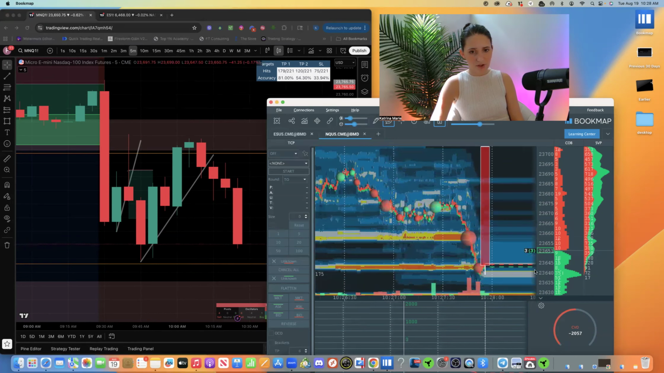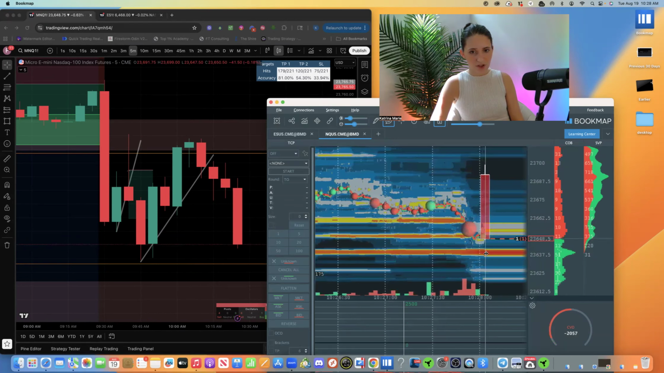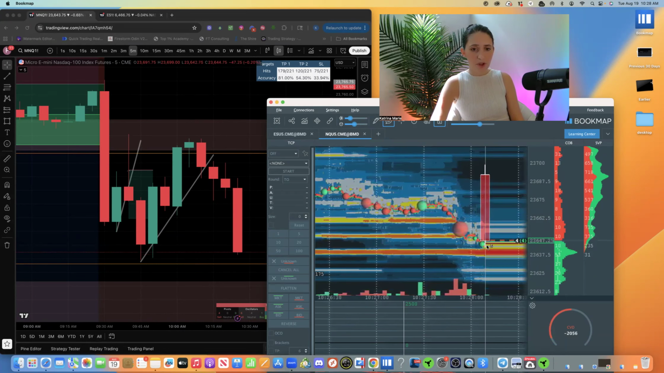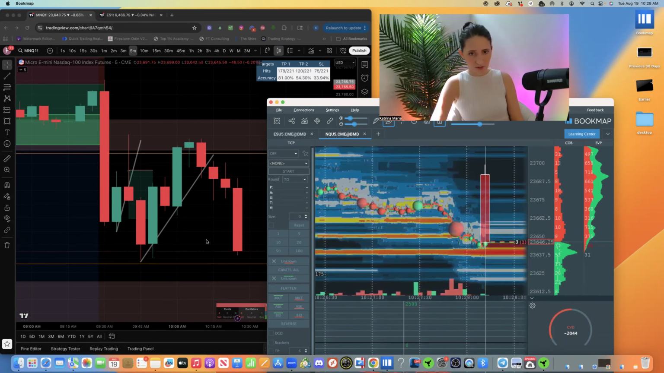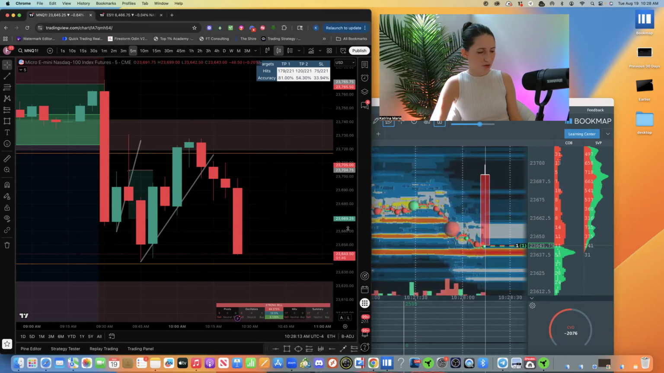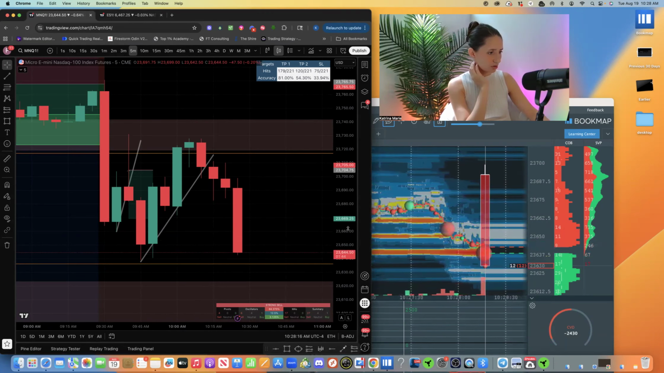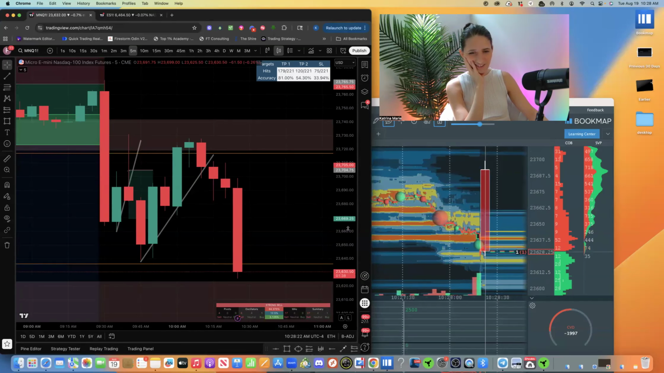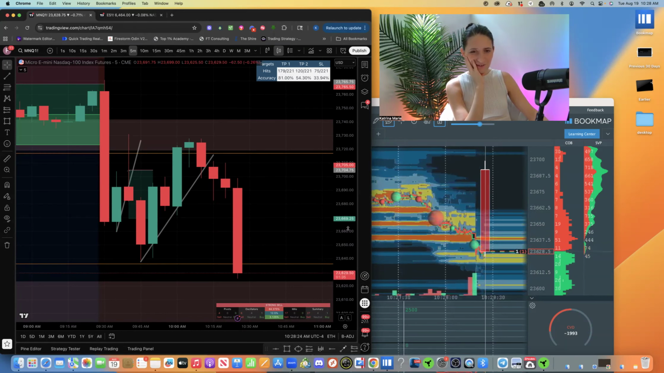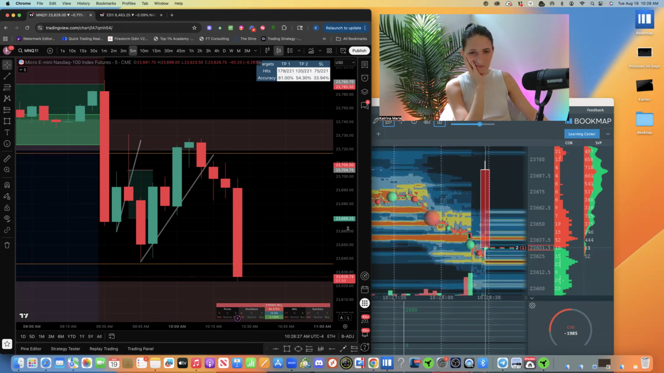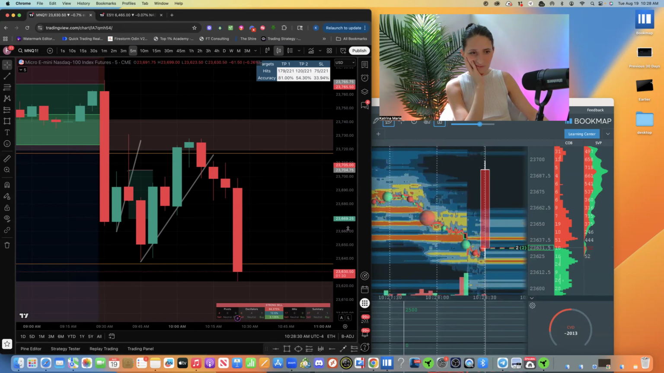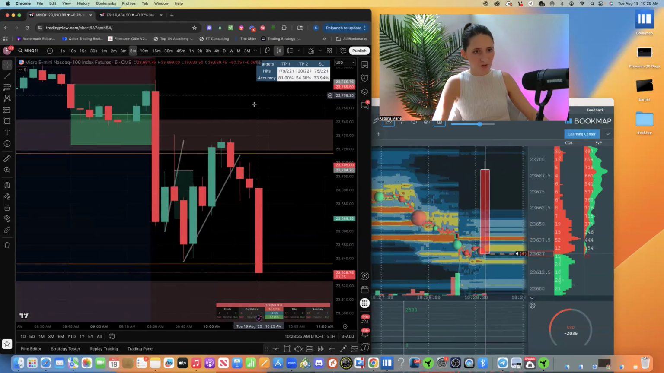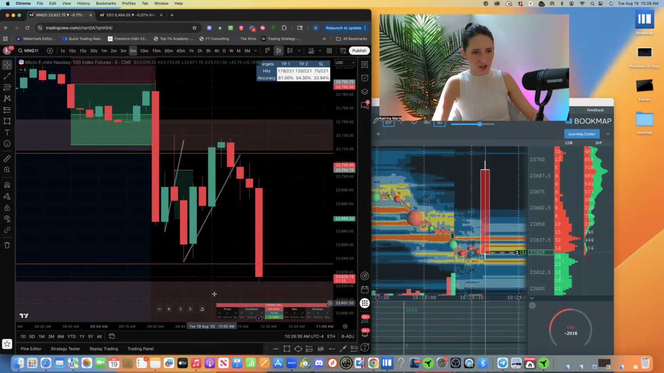We got a bunch of buyers here just waiting to get filled. It's either they're gonna get filled or they're gonna get completely absorbed and it's gonna continue down. But I have a feeling they're gonna get filled. Oh, absorbed instead. Tapped into the previous day low. So we had this daily low of today. This is yesterday's.